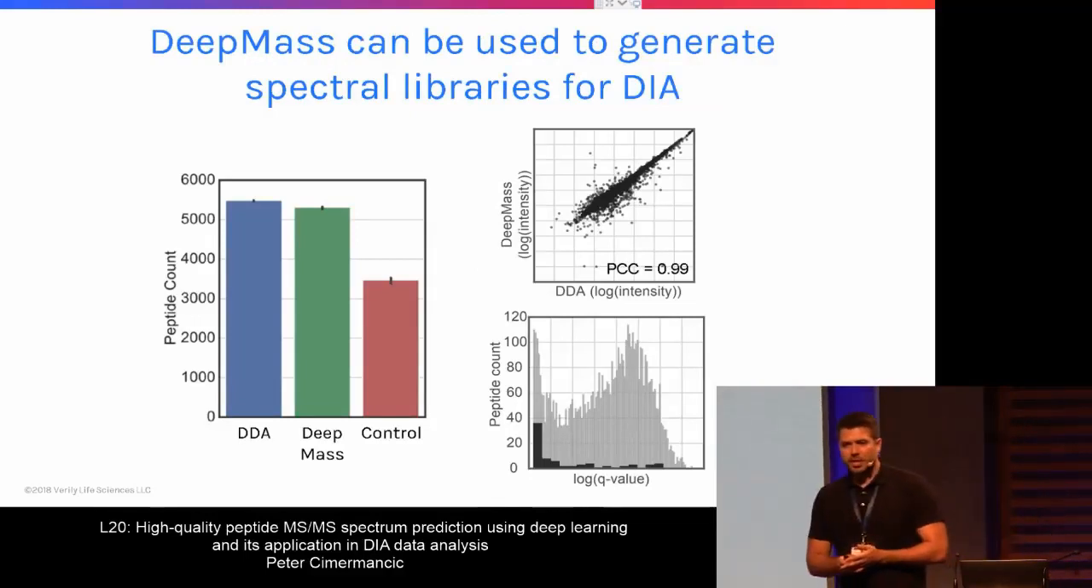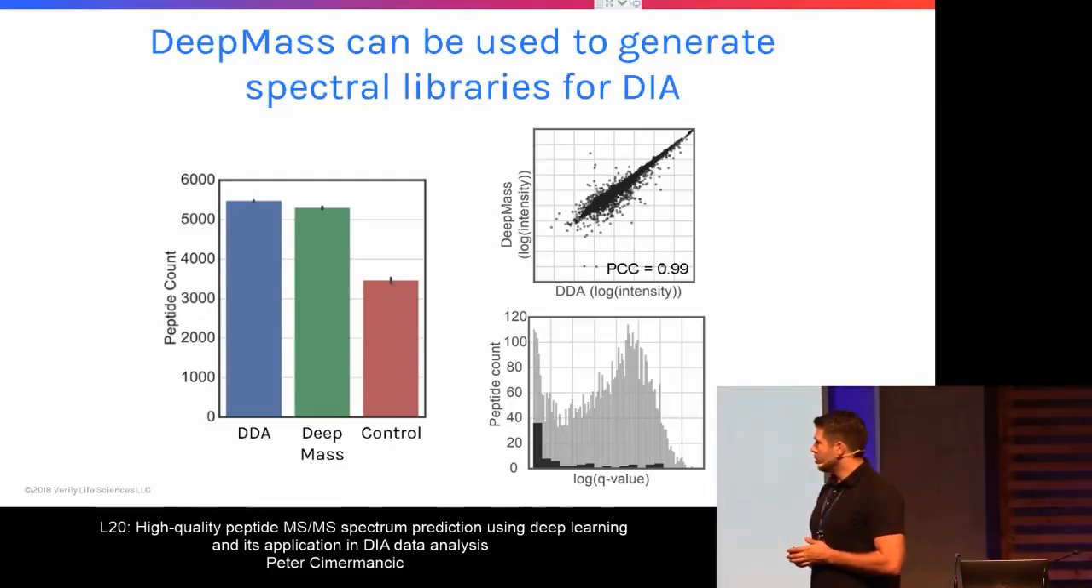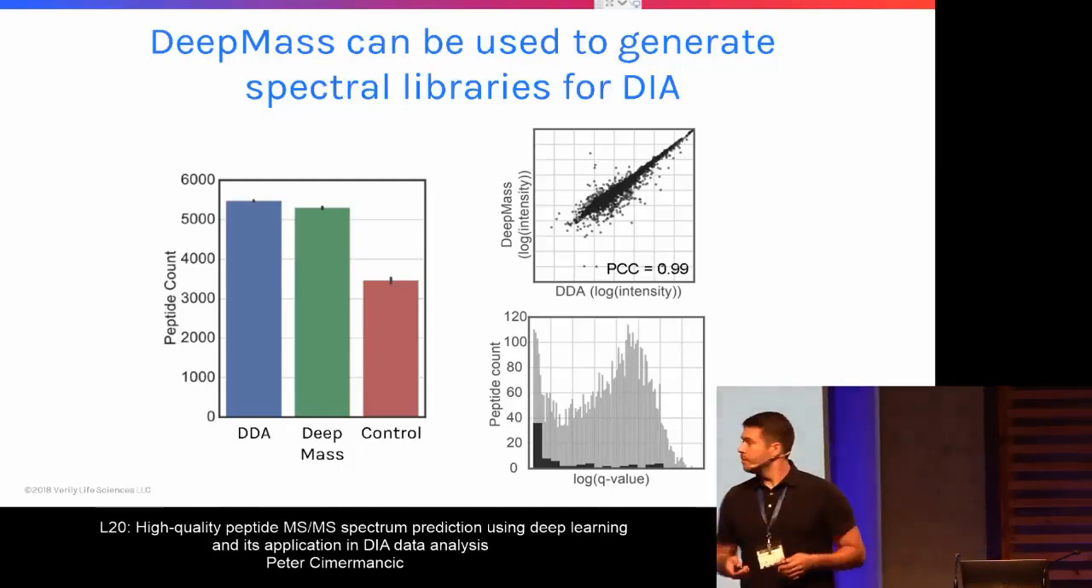Okay, so that was the interpretation of the model. Next, we wanted to apply it to DIA data processing. We have collected DIA data for plasma from four healthy individuals, and then constructed spectral libraries in three different ways. One, by using DDA, second, using our model, and the third, as a control, using our model but reshuffling the intensities.